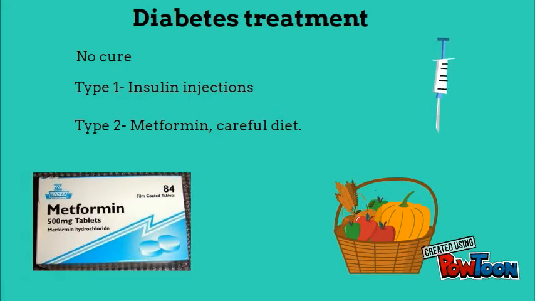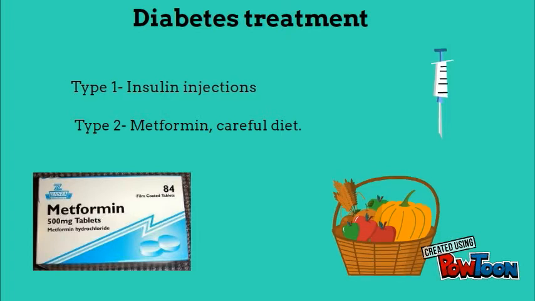Type 1 diabetes can be managed with regular insulin injections. Type 2 diabetes can be managed with the prescription of a drug called metformin and a careful diet. Type 2 can be prevented with regular exercise and a healthy, varied diet.